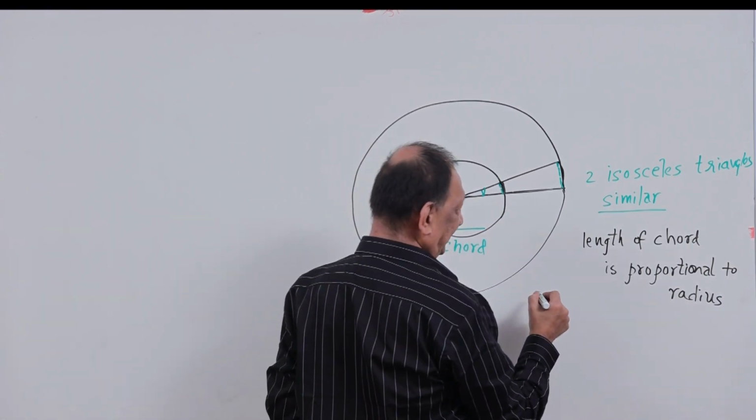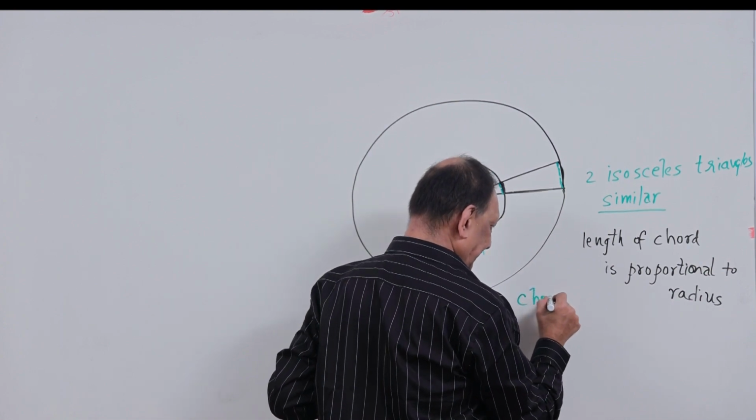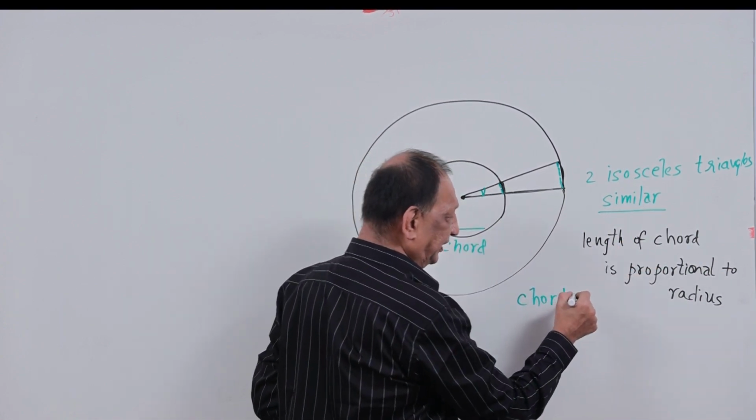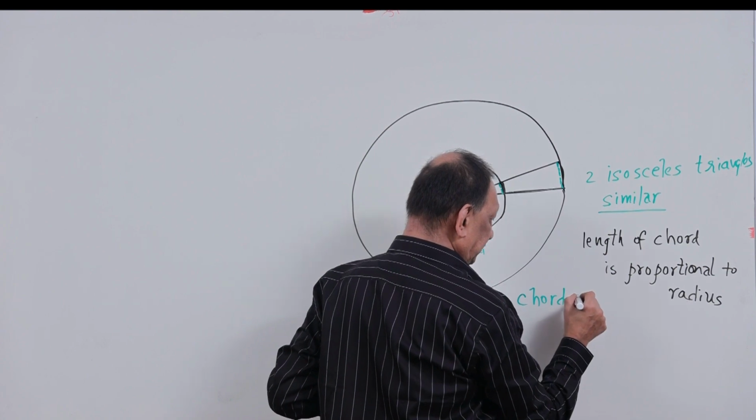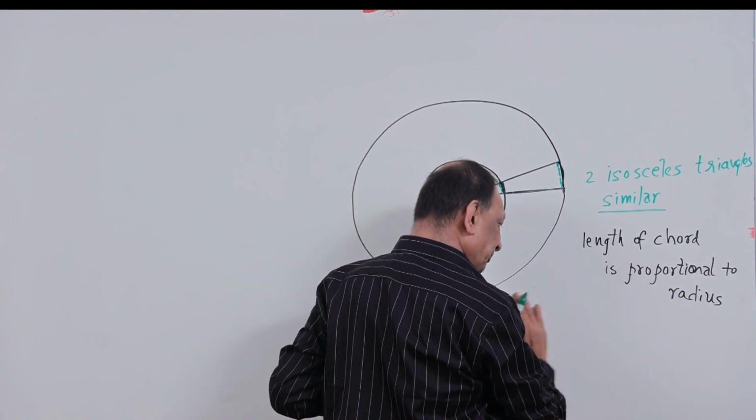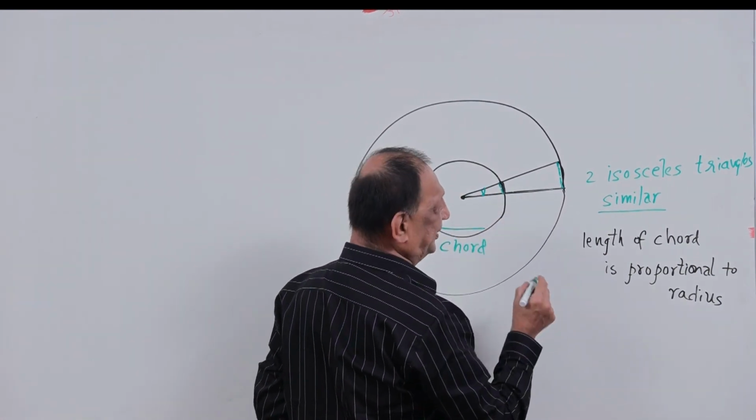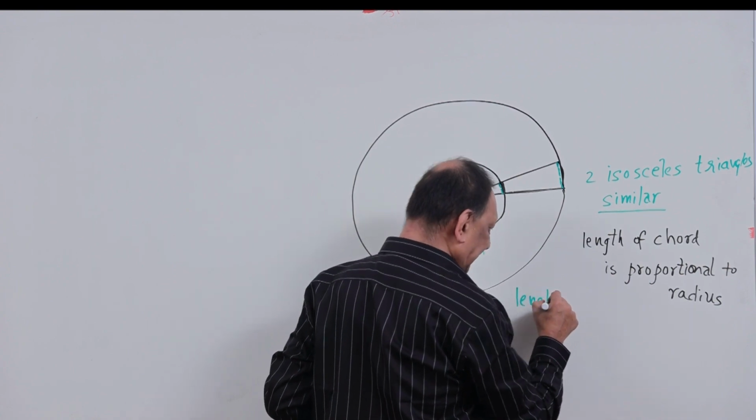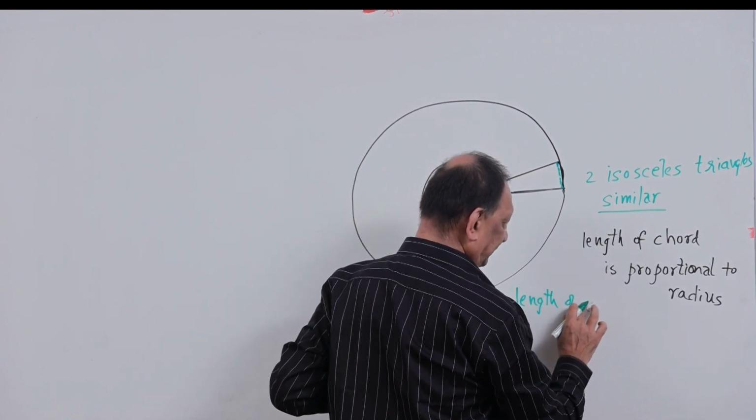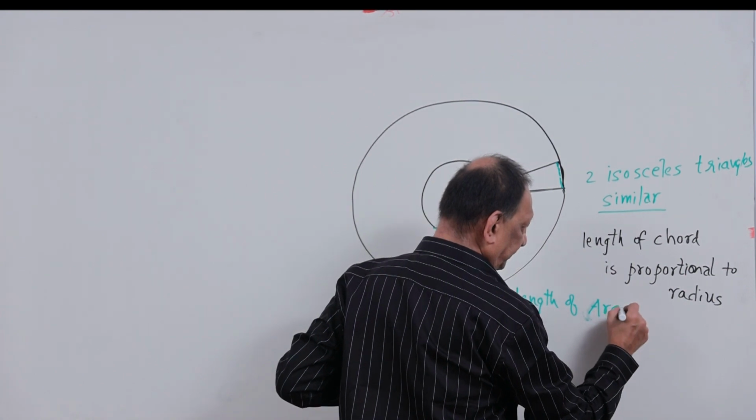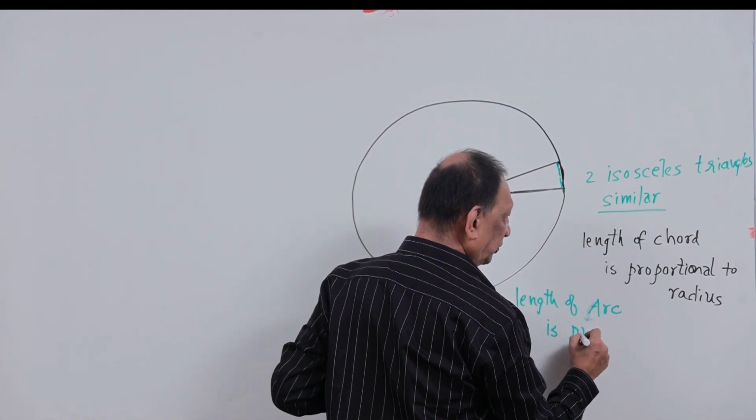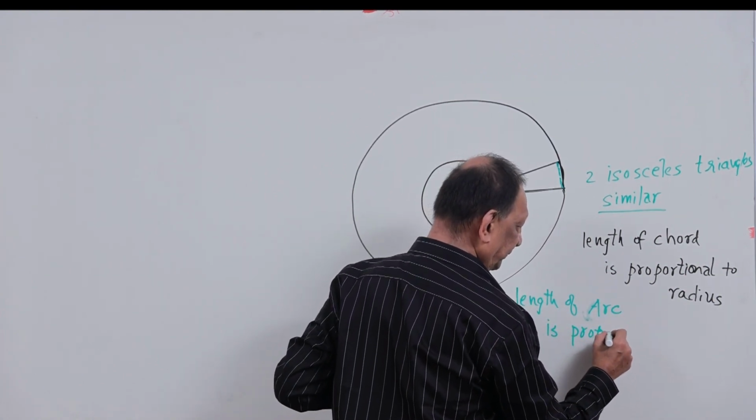Correct. So that means, since it is always proportional, we can make it an axiom saying the length of an arc is proportional to the radius.